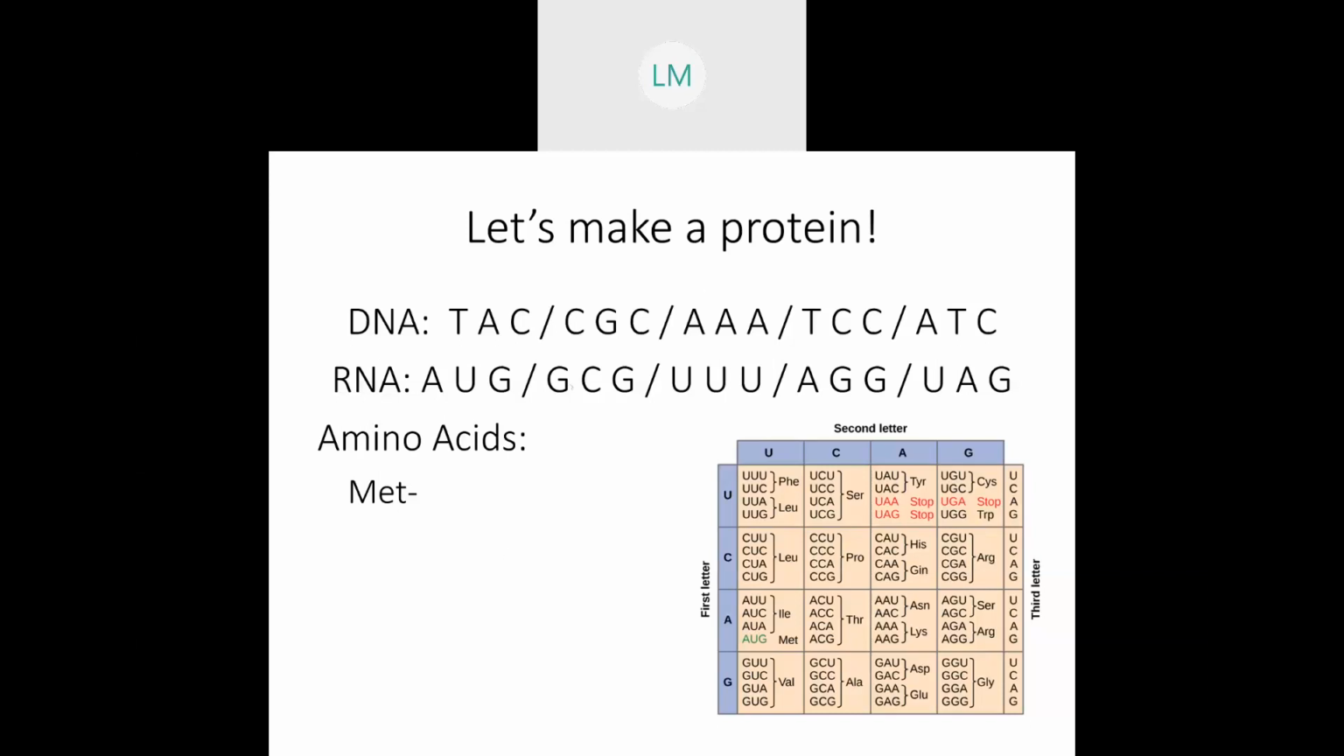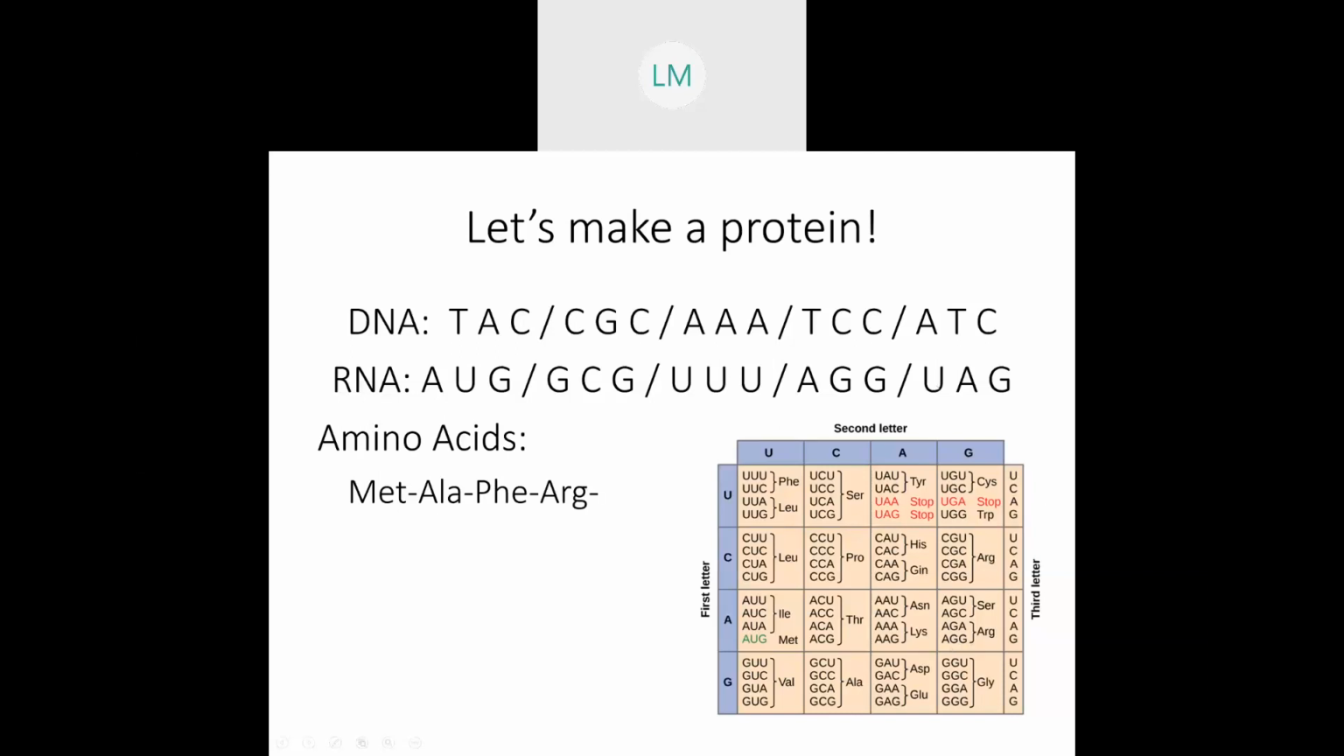Okay, so our second series here, GCG, we're going to go to G and then to C. So we've got ALA for our second amino acid. UUU is our third series of 3 here. So we're going to go to U and then to U. So we find it here right up at the top. AGG is our next one. So first letter is A. Second letter is G, so we're going to go down here and find AGG down there on the bottom.